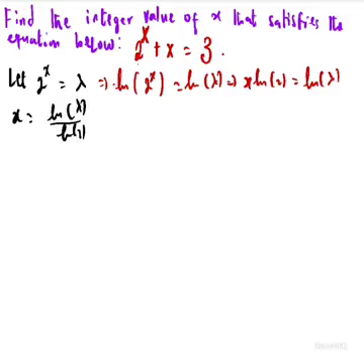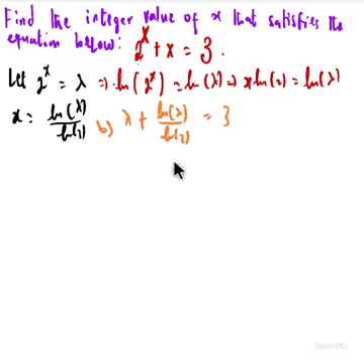So the next thing we're going to do now is to substitute what we've just found into this equation. 2 raised to the power of x is lambda, and x is now natural log of lambda over natural log of 2. Let's do that. So instead of writing 2 raised to the power of x, we write lambda, plus, instead of writing x, we have natural log of lambda over natural log of 2, then everything will be equal to 3.